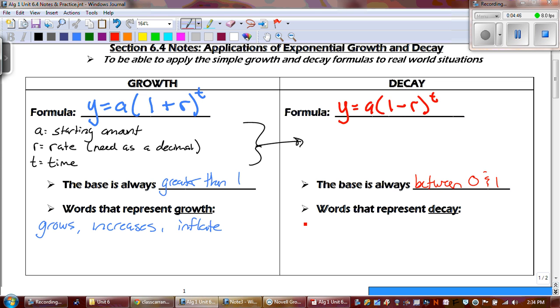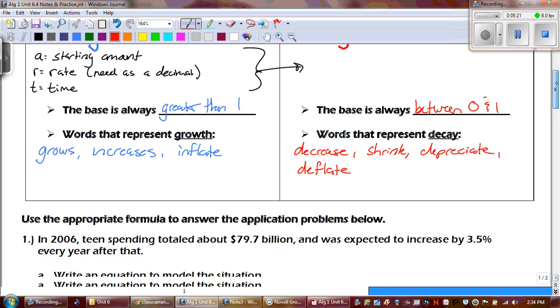Words that mean decay. We have the word decrease. Something gets smaller, it can shrink. We heard the word depreciate. Normally that's talking about money. Your money depreciates, or the opposite of inflate is deflate. And those are just some examples of words that you're going to be seeing. Okay? Now, let's get into an example.